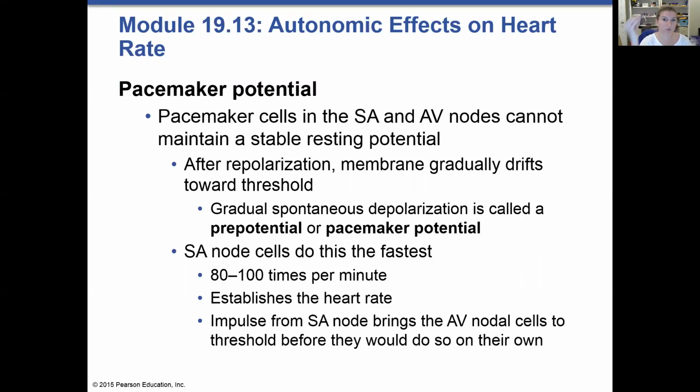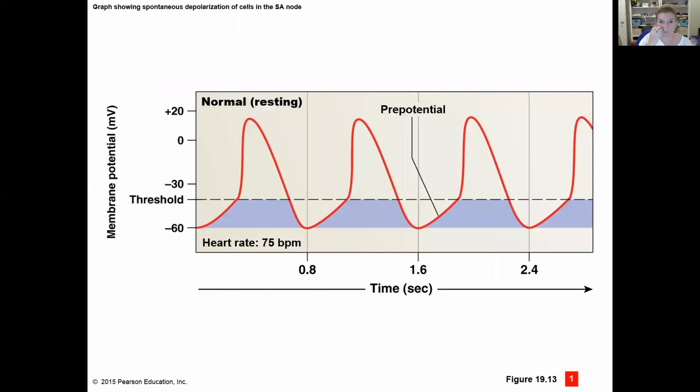So the impulse from the SA node goes down to the AV node. The AV node cells can do it on their own, but they also take instructions from the SA node. So this is our normal resting heart rate, and this prepotential happens naturally. As soon as that depolarization happens, they're going to get ready to go again, and then the SA node takes over. So that prepotential is kind of like prepping for the actual depolarization.